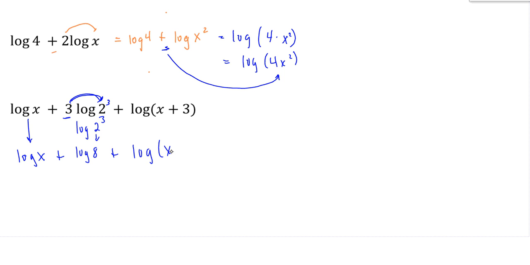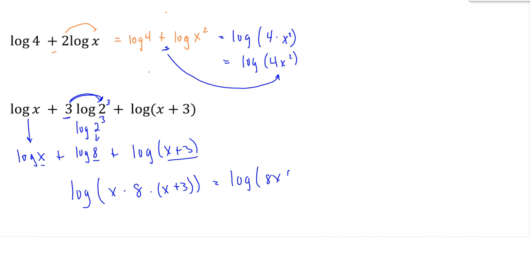Okay, bringing down these other pieces. Now I want to write it as one single log. So I'm going to write log x times, because we were adding, 8 times x plus 3. Now this 8 times, or x times 8, is normally written as 8x. So we'd say log of 8x times x plus 3. Notice I use parentheses in the log so that you can see exactly what's inside the log, and there's no misconceptions of what it's supposed to be.